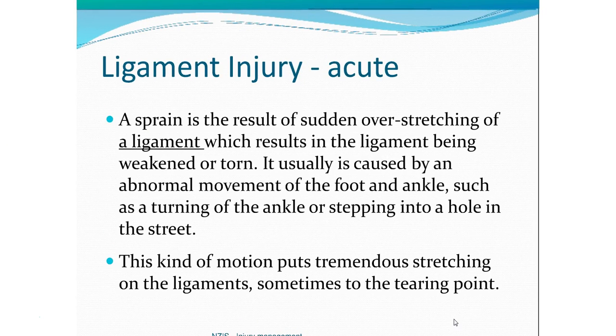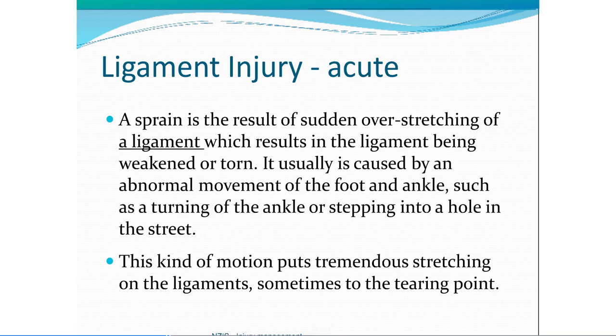So what is a sprain? A sprain is a result of a sudden overstretching of a ligament, which results in the ligament being weakened or torn, usually caused by an abnormal movement outside of the usual movements of the ankle. So a side-to-side type movement is most common at the ankle, or a body part being taken beyond its normal flexible range.